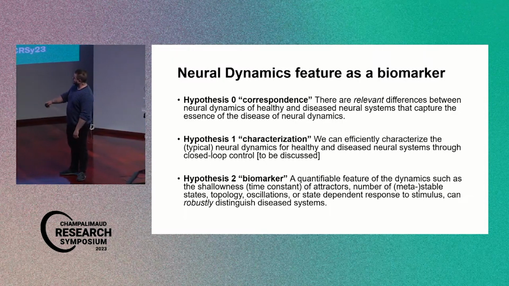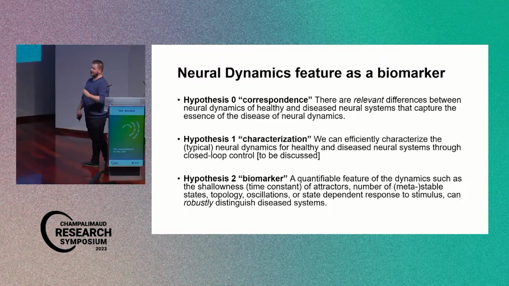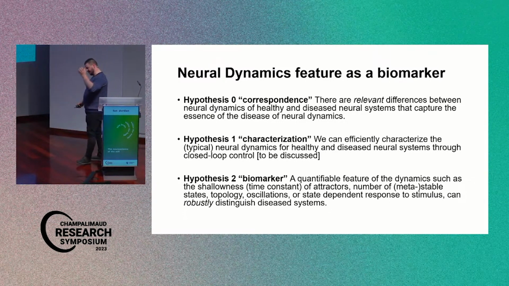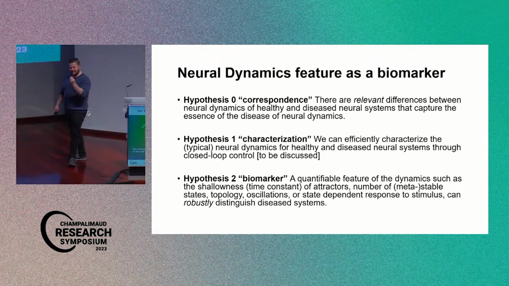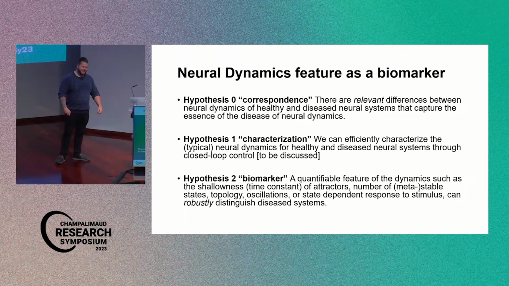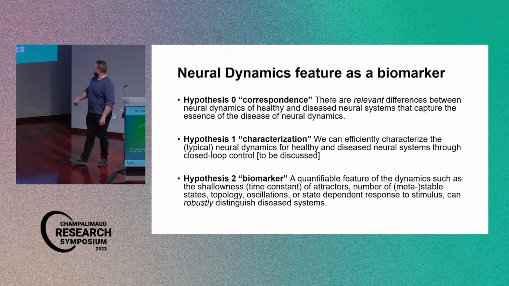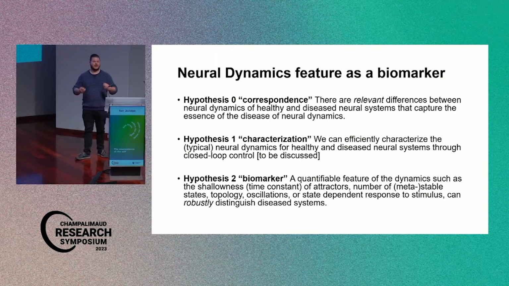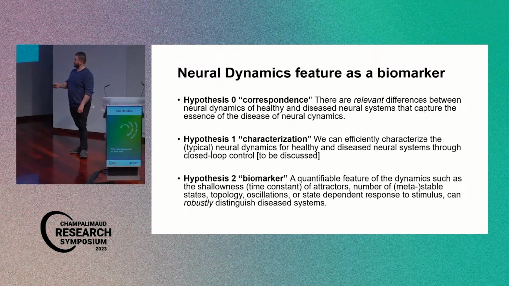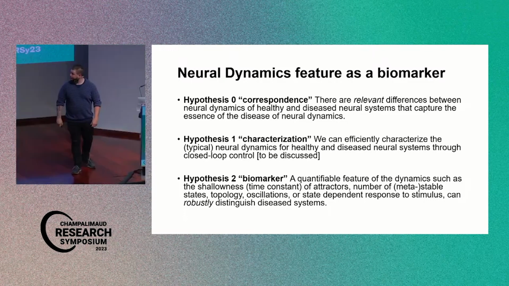And that brings us to hypothesis 2, biomarker: that a quantifiable feature of the dynamics, such as shallowness, the time constant of the attractors, how long it takes for that neural state to actually become sufficiently close to the attracting state, the number of metastable states that exist, the topology of those states, how many there are, what their geometric properties are with respect to one another and with respect to themselves, and state-dependent responses to stimulus. All of these are potential candidates that can serve to robustly classify between diseased and healthy systems.